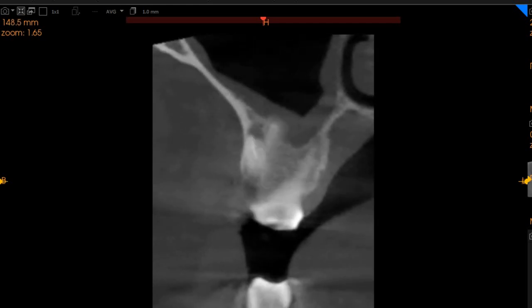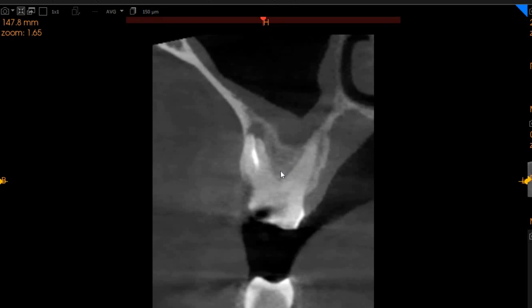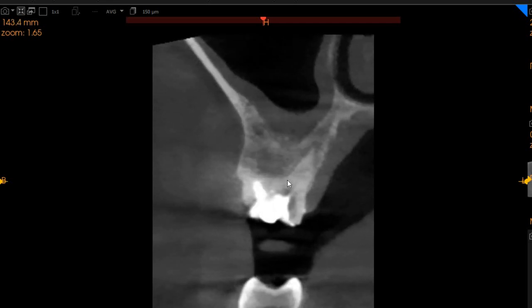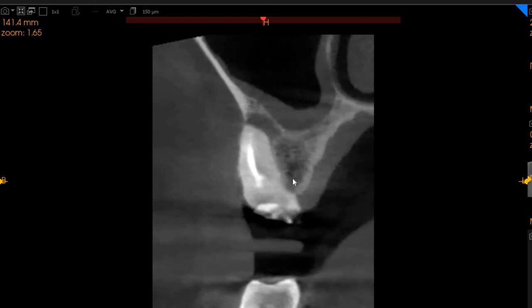This is the upper left 6. As you can very clearly see, there is a periapical infection on the distal. Then we've got an over-extruded GP in the palatal, and then we've got the mesiobuccal, where we have a periapical infection here as well.